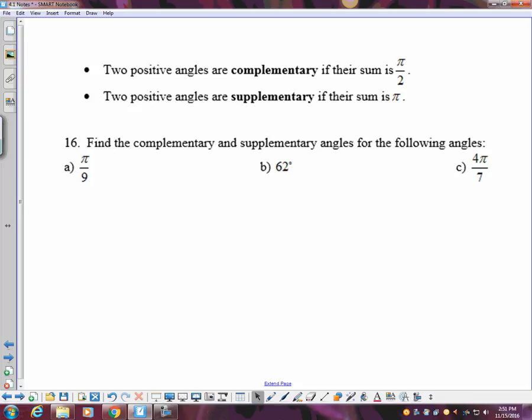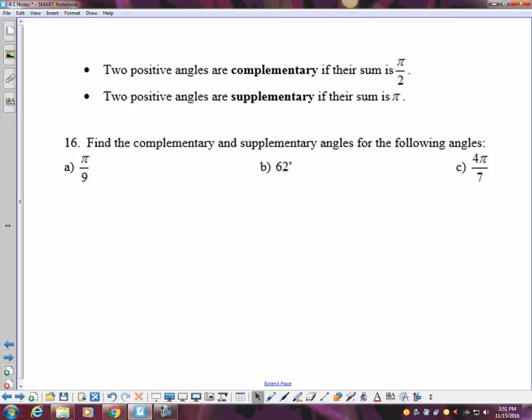Okay, then we've got to talk about angles being complementary and supplementary. This last little bit of the notes is super easy, so you've survived the worst. This is important, but not near as difficult to process.